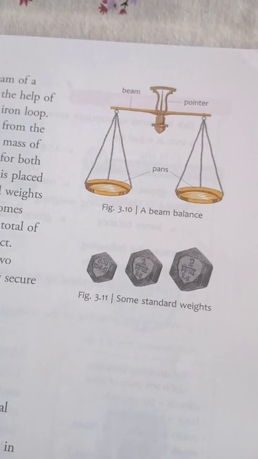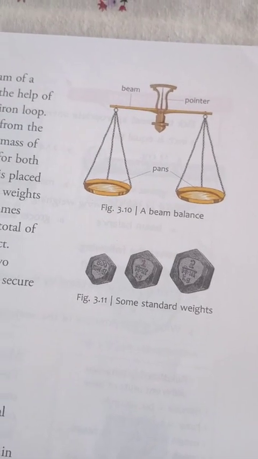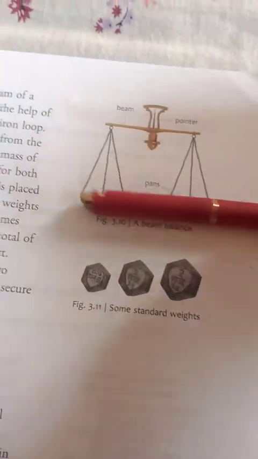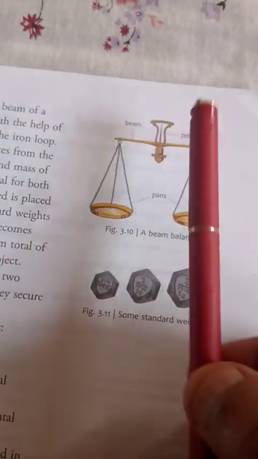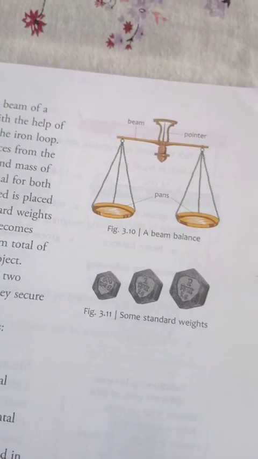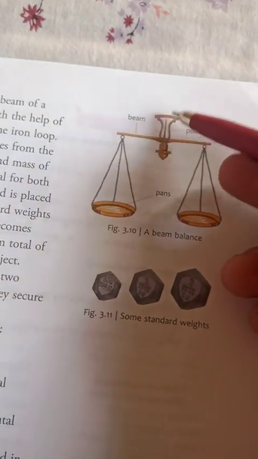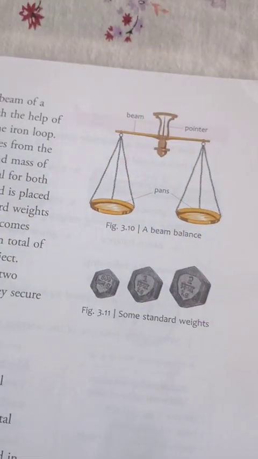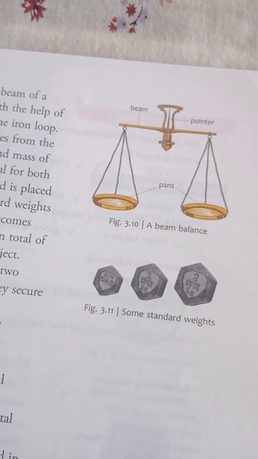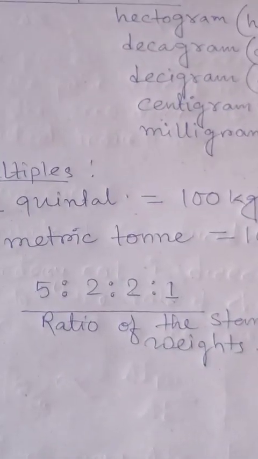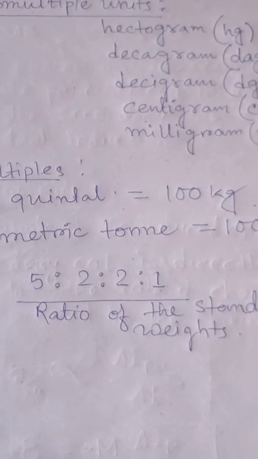the beam should be horizontal and the pointer vertical. The beam should be horizontal like that, and the pointer should be in the up and down direction. This is the pointer which shows the up and down vertical position. Clear? So these are the 4 points that must be maintained for any beam balance which measures accurately.